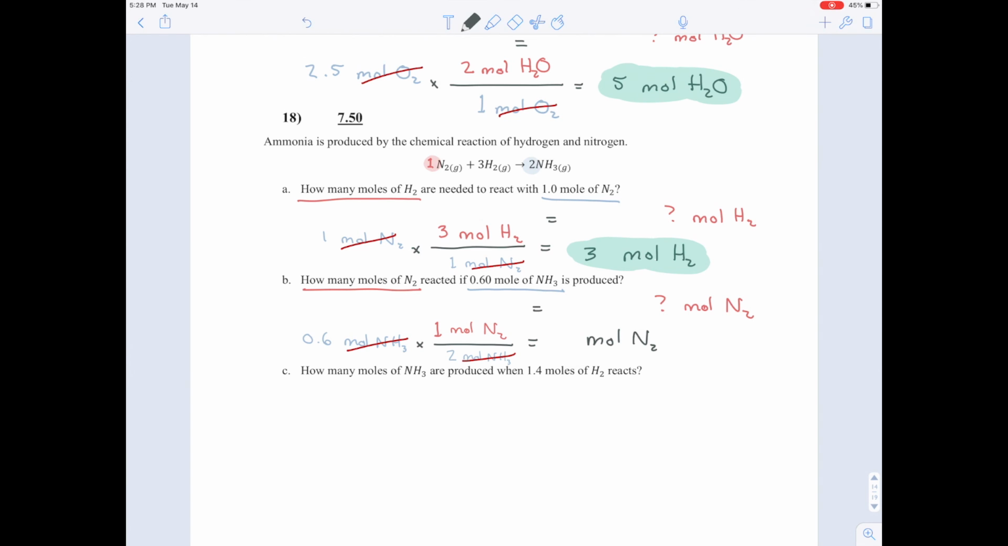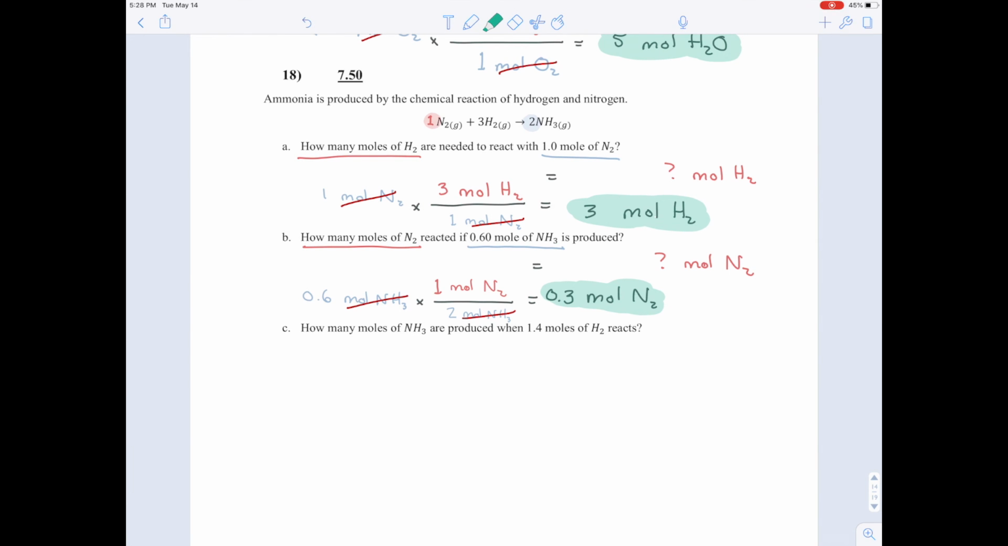And then you just punch this into a calculator. 0.6 times 1, enter, divided by 2, enter. You should get 0.3. And so that would be the moles of N2 that reacted if you produced 0.6 moles of NH3.